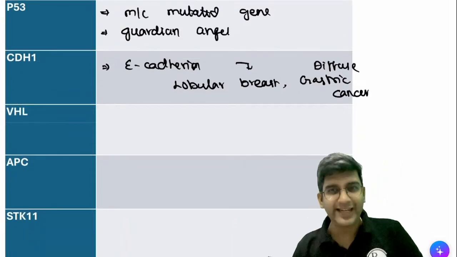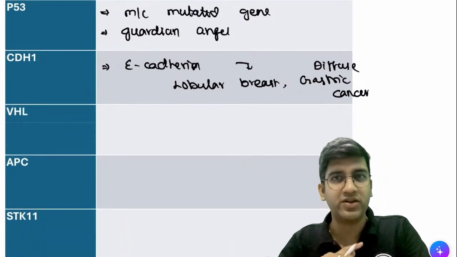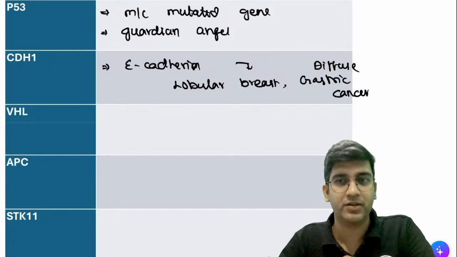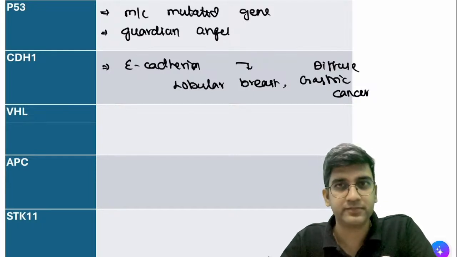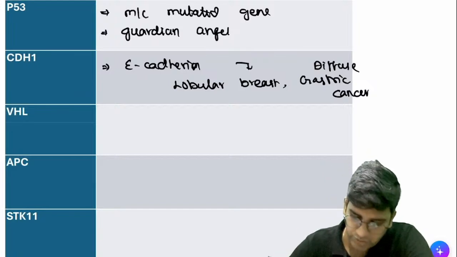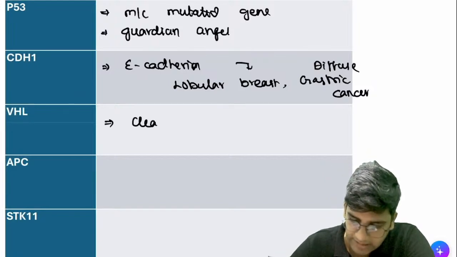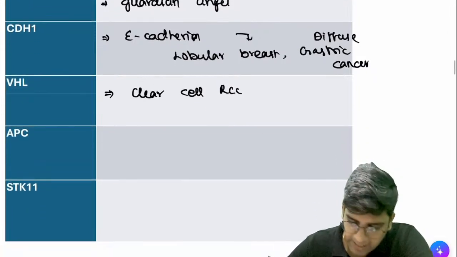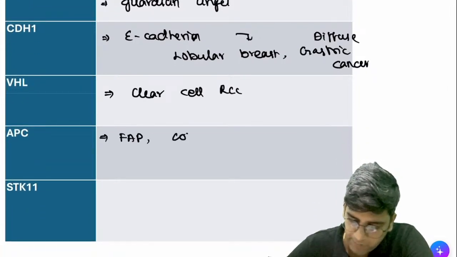VHL, any one cancer with VHL mutation, any one cancer with VHL mutation is your clear cell RCC. Clear cell renal cell carcinoma with VHL. APC is nothing but your gene mutated in FAP, the colonic polyps.